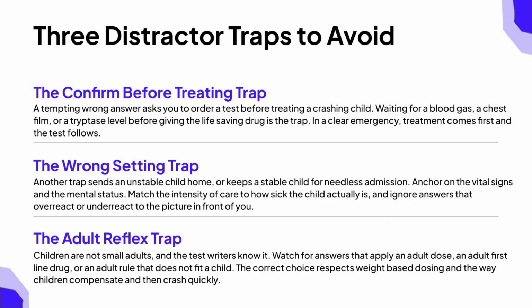The second is the wrong setting trap, which either sends an unstable child home or admits a perfectly stable one. Anchor on the vital signs and match the intensity of care to how sick the child actually is. The third is the adult reflex trap. Children are not small adults, so be wary of answers using an adult dose, an adult first-line drug, or an adult rule that does not fit a child. Keep these 3 in mind, and the wrong answers start to light up on their own.